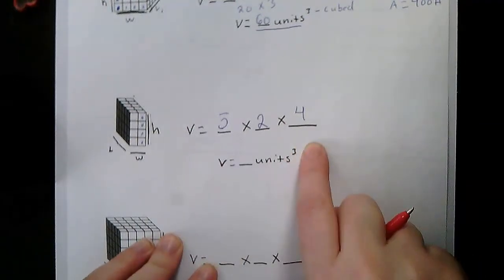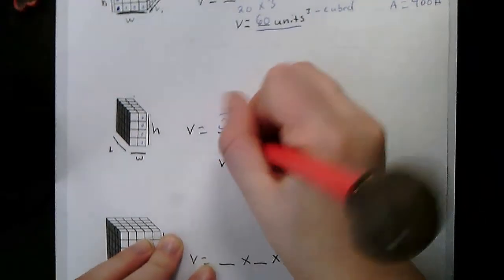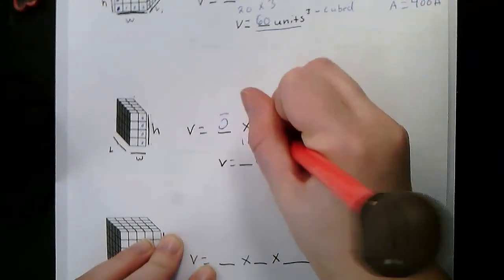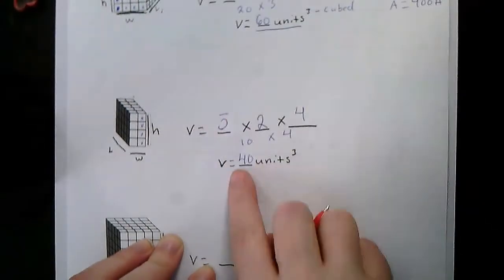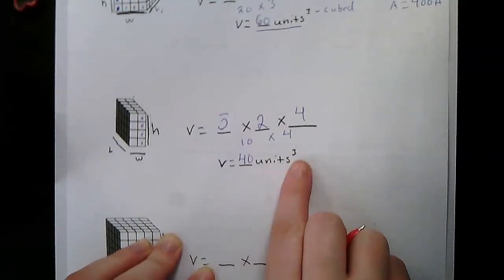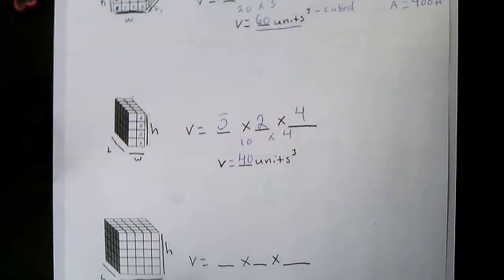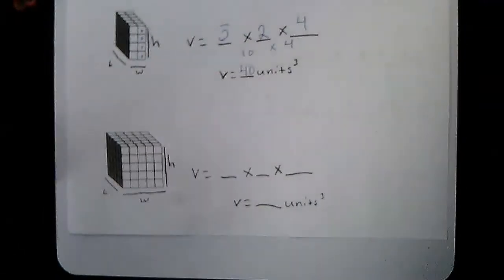And now I'm going to multiply all these numbers together to find my volume. So 5 times 2 is 10. And don't forget about our height. 10 times 4 is 40. And remember, it's not just 40 by itself. It's 40 units cubed.